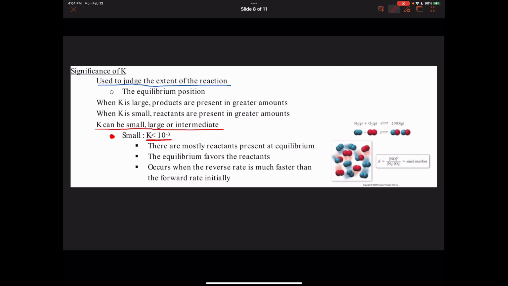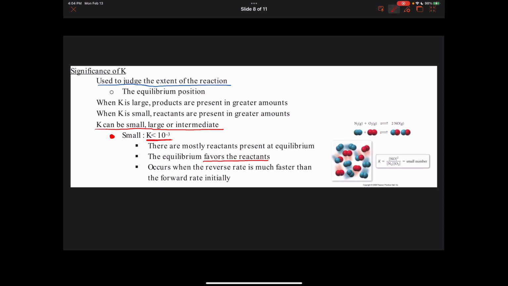When that's the case, there are mostly reactants present at equilibrium. The equilibrium is described as favoring the reactants. So if we ask about the position of the equilibrium, it favors the reactants. This occurs when the reverse rate is much faster than the forward rate initially. So we're not producing very much product, and when we do, it very rapidly turns around and reforms reactants. So we'd have a scenario where we have mostly leftover reactants at equilibrium. We have very few products being formed.